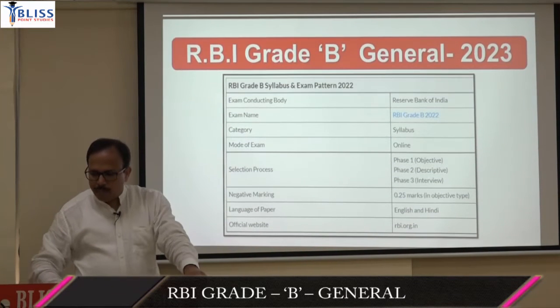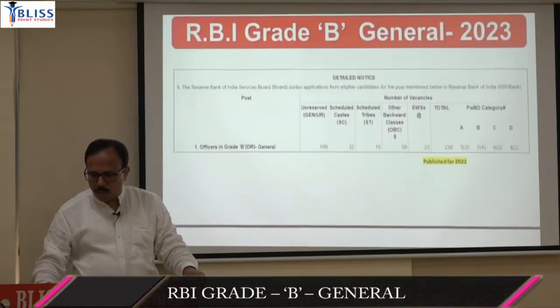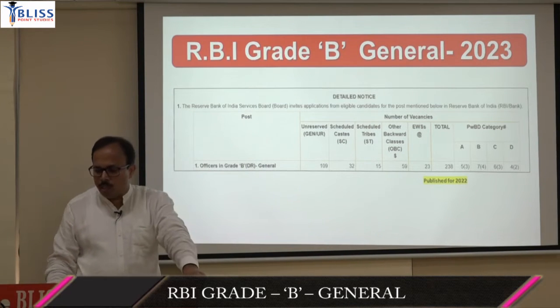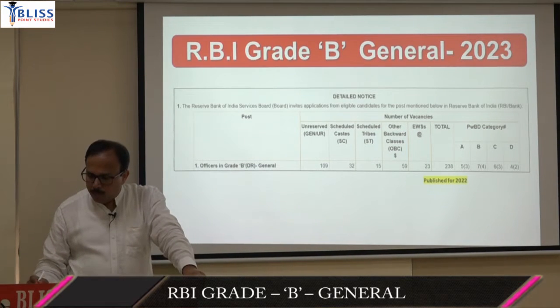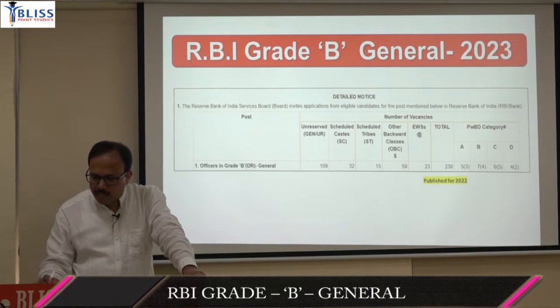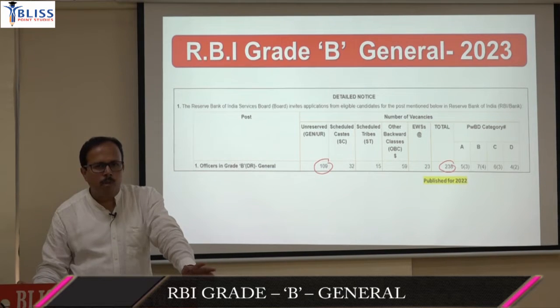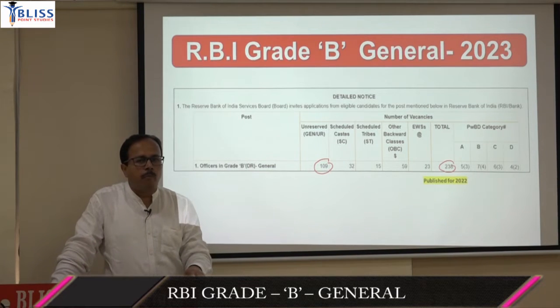This is RBI Grade B General. Last year, when we started the lectures for the 2023 exam, the number of vacancies in the general category was 109 and overall it was 238. So there are enough vacancies as compared to DEPR, where around 25-30 vacancies come; RBI Grade B General has about 10 times more vacancies, okay.